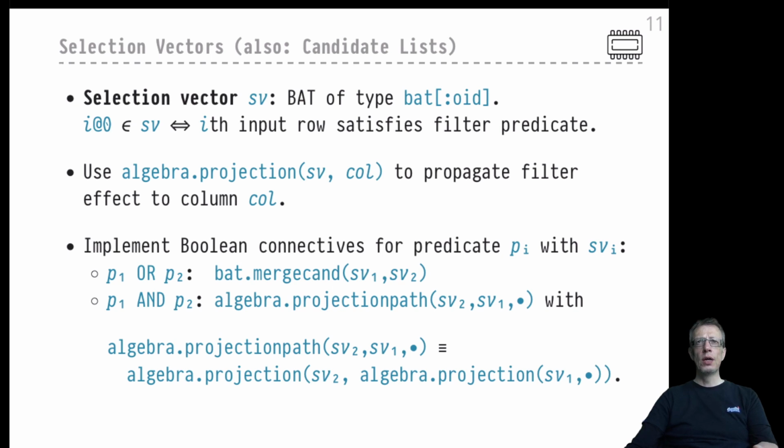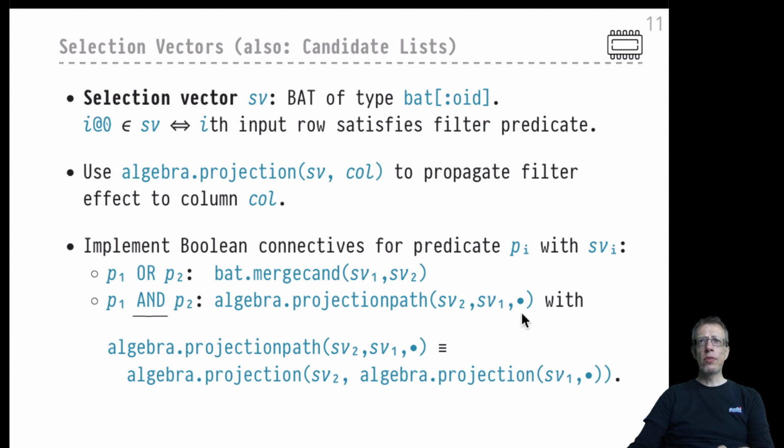Boolean connectives are simply implemented in terms of the merge candidate function that we've just seen, which throws BUNs of OIDs into one pot, performs duplicate elimination, and leaves us with a concatenated list of all those OIDs that occurred in the left or the right input. For a conjunction, we would just work with algebra projection path, a particular version of algebra projection that can apply more than one projection in sequence.